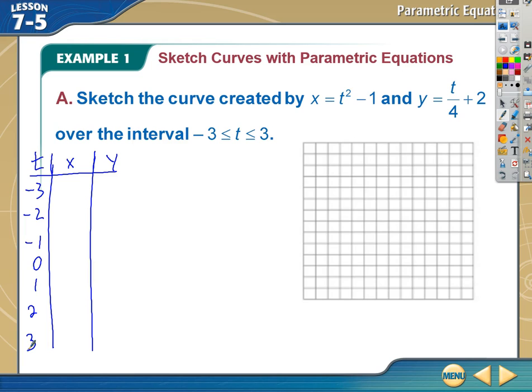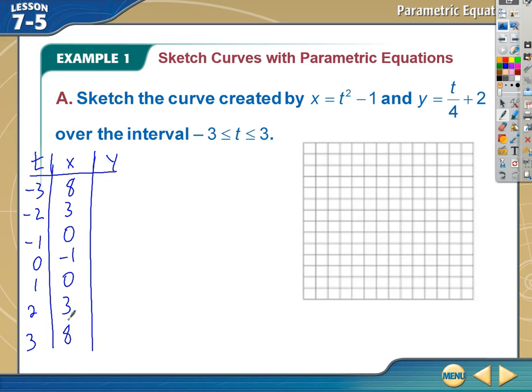For each of these, this -3, I'm going to plug it into my function x of t. Plug it in here. -3 squared minus 1 is 9 minus 1, which is 8. 4 minus 1 is 3. 1 minus 1 is 0. 0 minus 1 is -1. And then it's going to repeat itself: 0, 3, 8.